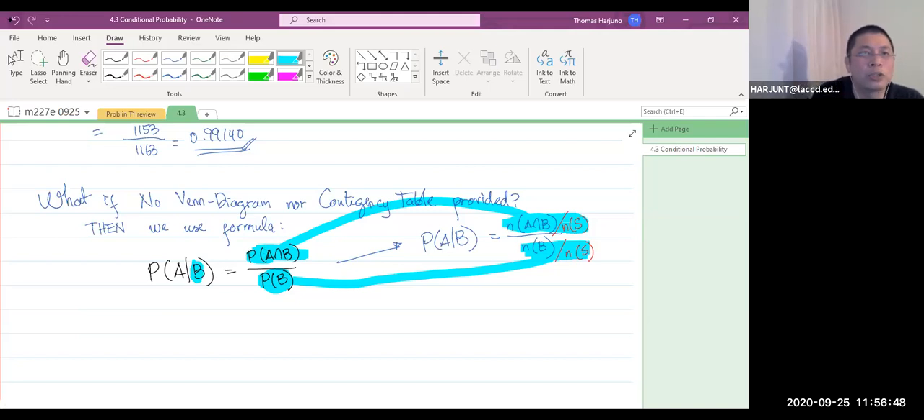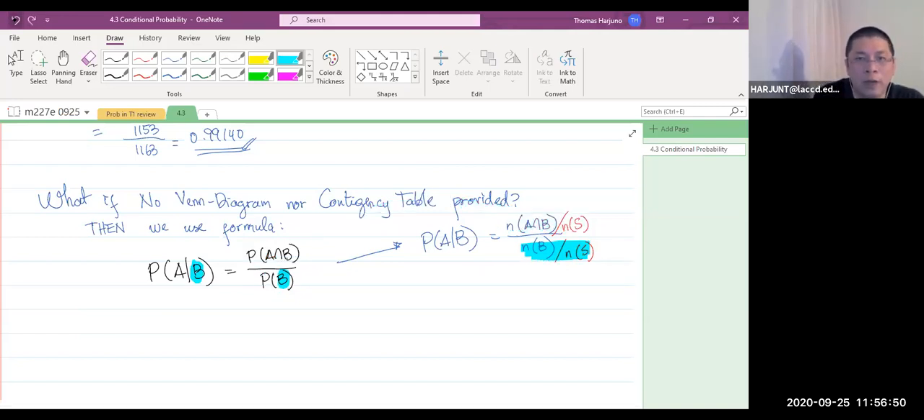Now, how do we use this formula if we don't have a Venn diagram or contingency table provided? But what if I use this formula anyway, even when I have a Venn diagram or contingency table? Then you still get the right answer. It's just like you're working too hard. Let's see under what situation we use this.